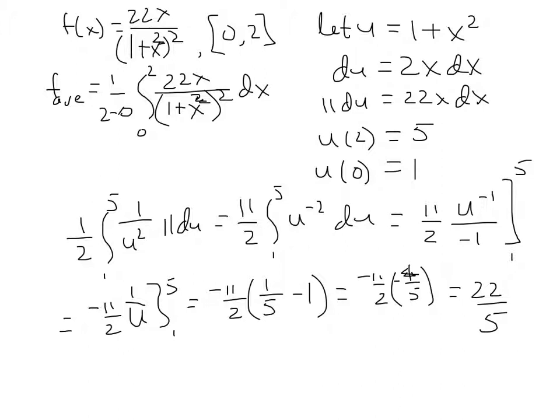And when we integrate that, we're going to still have our constant, 11/2, and u to the minus 2 integrates to u to the minus 1 over negative 1, and then evaluated over our limits 1 to 5. So we have minus 11/2 times 1 over u now. We'll convert u to the minus 1 over minus 1 to a negative out front, and then 1 over u evaluated from 1 to 5. Doing our substitutions, we ultimately will find that that value is 22/5.